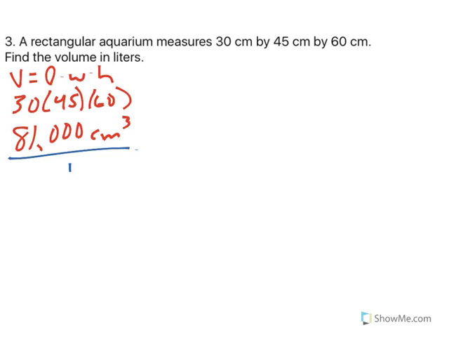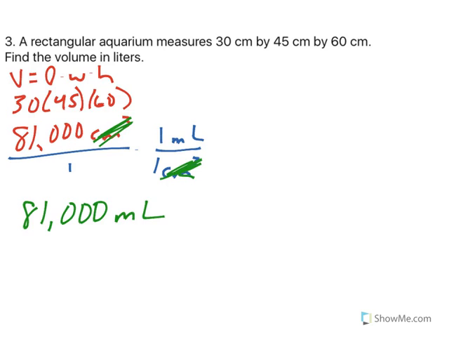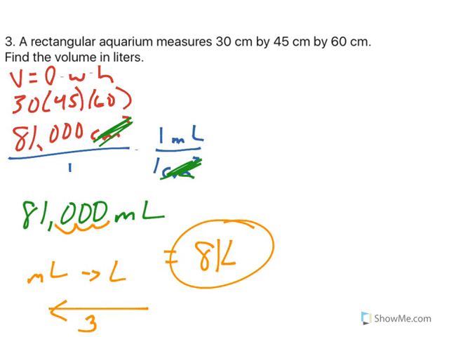Well, I know that 1 cubic centimeter is 1 milliliter, so my centimeters cubed cancel out. This has a volume of 81,000 milliliters. To go from milliliters to liters, I am going to go left 3 places. 1, 2, 3. This is 81 liters.